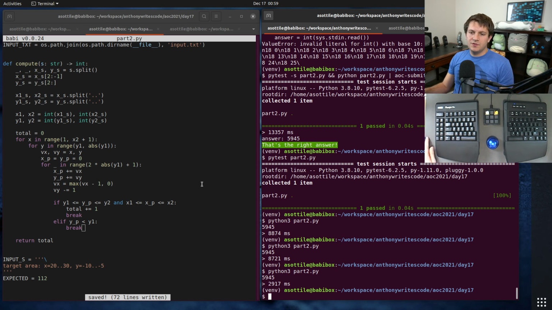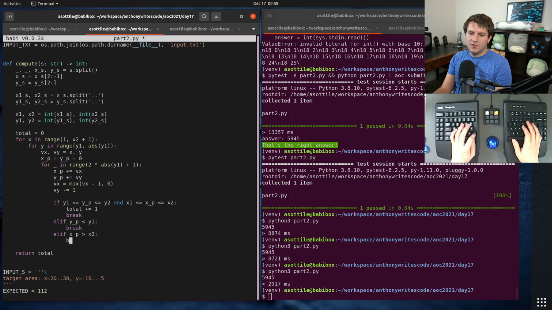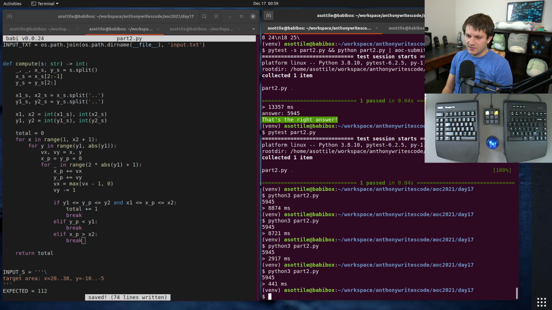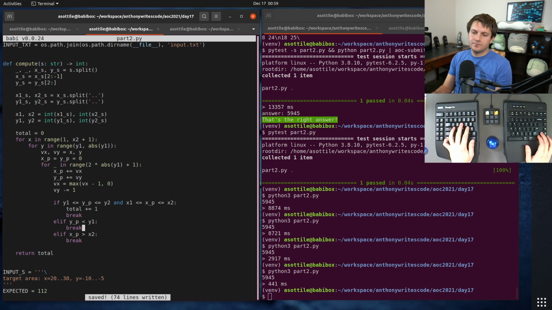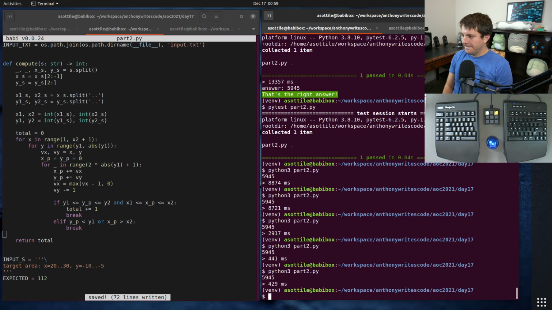I guess we can also do if xp is greater than x2. Do that as well. I don't know if that'll make it. Oh, it does make it a bit faster. Okay. Yeah, I like that. That's fairly fast. I'll call that good enough. That's way better than 13.5 seconds, which is what it originally was. Well, I'll take that.